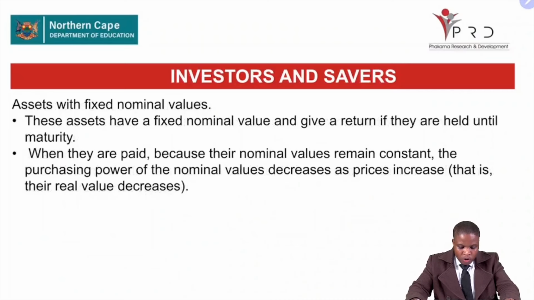Assets with fixed nominal values. These assets have a fixed nominal value and give a return if they are held until maturity. So you have assets that have a fixed nominal value, so they may not mature as much. When they are paid, because their values remain constant, their purchasing power of the nominal values decreases as prices increase. So if you are investing in assets that have a fixed nominal value, it may be a problem because in the future, it may have less purchasing power.